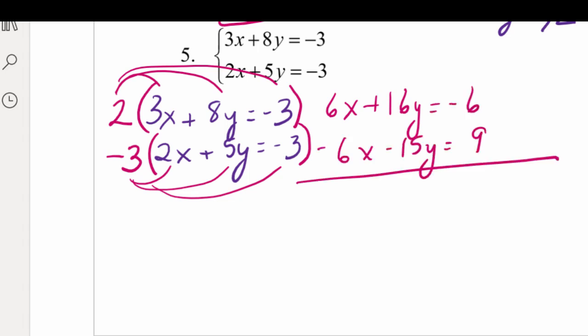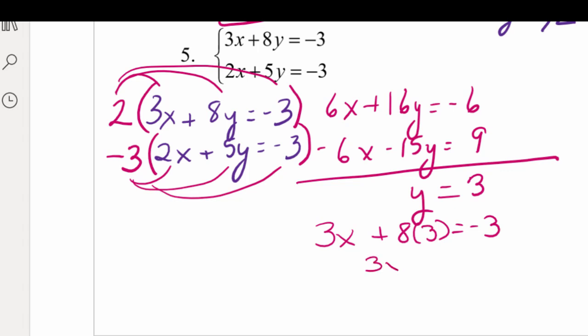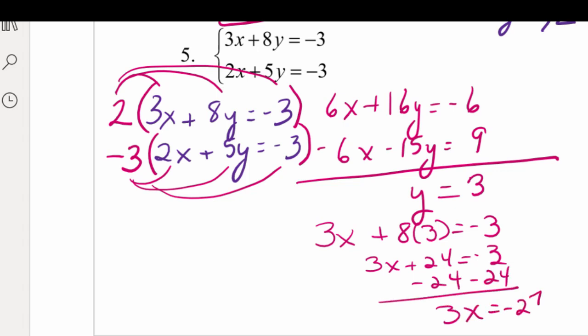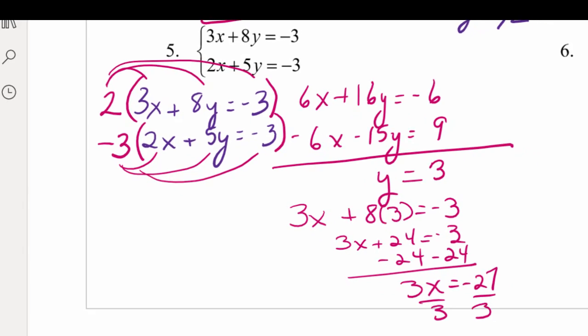And so now we add here. We get that 0x. We've eliminated the x's. And now we get here 1y. Oh, that's nice. Equals 3. So y equals 3. Now let's use the top equation. That works. 3x plus 8 times 3 equals negative 3. So we get 3x plus 24 equals negative 3. Subtract 24. So we get 3x equals negative 27 and divide by 3 and x equals negative 9.